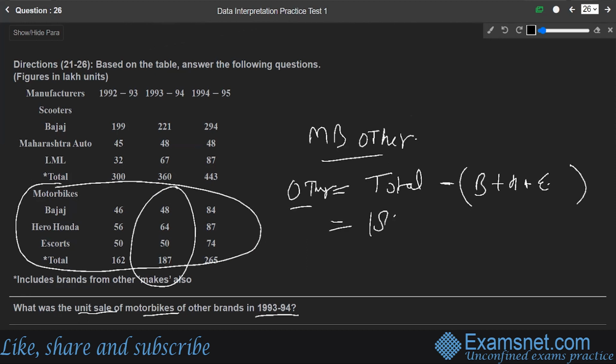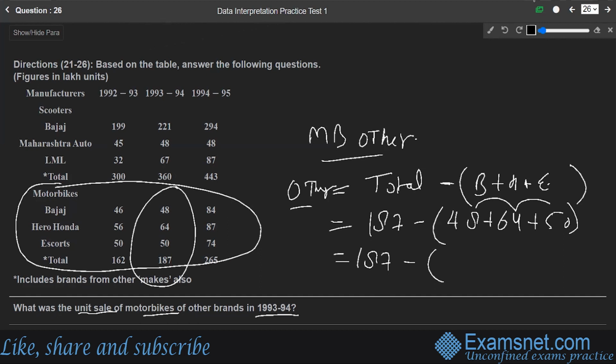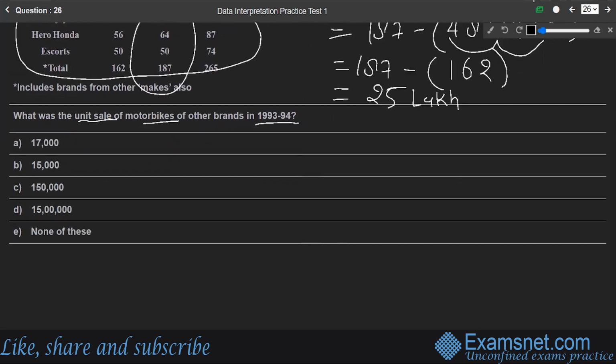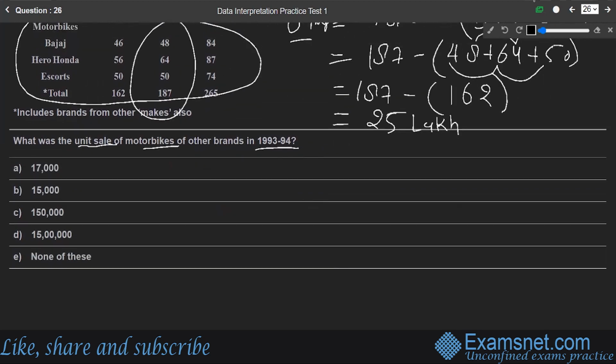So the total sale is given as 187 minus Bajaj 48 plus 64 plus 50. If we add and subtract, it's going to be 187 minus 48 plus 64. So 8 plus 4, 12 plus 0, 12. 2 carry 1 plus 4, 5 plus 6, 11 plus 5, 16, 162. So the difference comes out to be 25, and the unit is always lakh. So it has to be 25 lakhs. Let us see where it is available. There are options given to us, we have to see and find out.